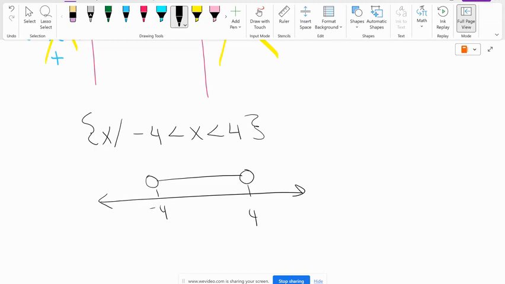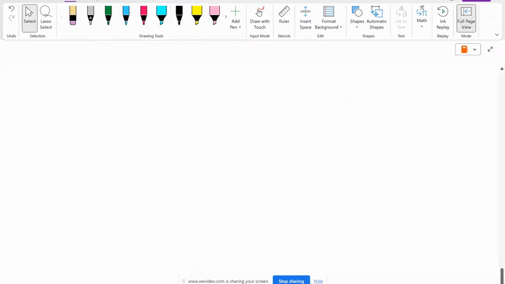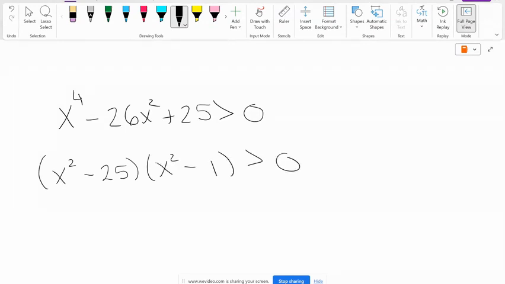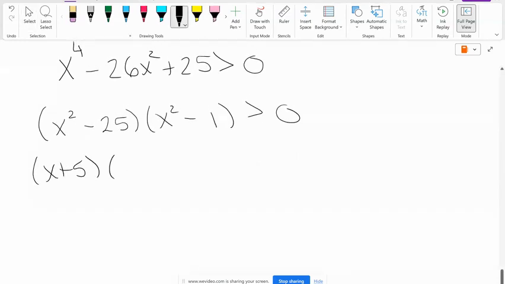All right, one last one. All right, when we factor this, we're going to get x squared minus 25 and x squared minus 1. Do we agree on that? We are not done. What is this? What are these? Michael. Two dots. So then we're x plus 5, x minus 5, x plus 1, x minus 1.